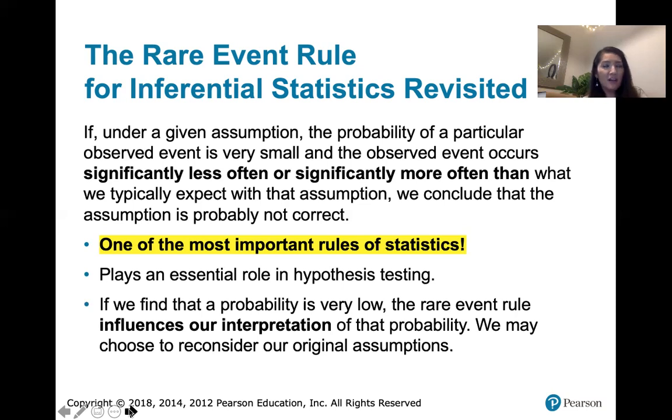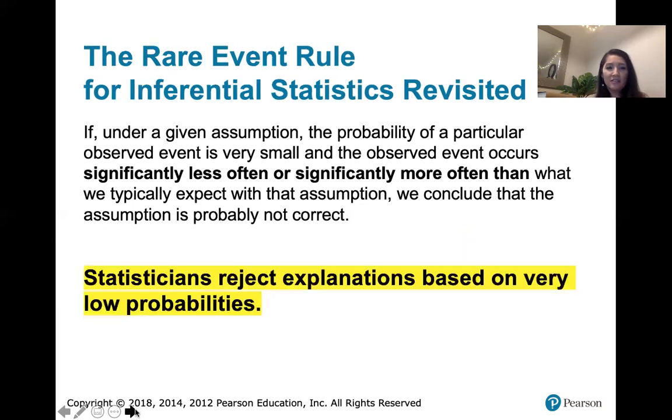If the probability is very low, but this event that we actually observe is happening much more often than that probability might suggest, we might say our original assumptions must be wrong. So in other words, statisticians are going to reject explanations based on very low probabilities. So if we say that is so unlikely to happen, but it's happening, well, then chances are the assumption that said that it was unlikely to happen is incorrect. There must be some other assumption that we should make that would more accurately explain what's going on.